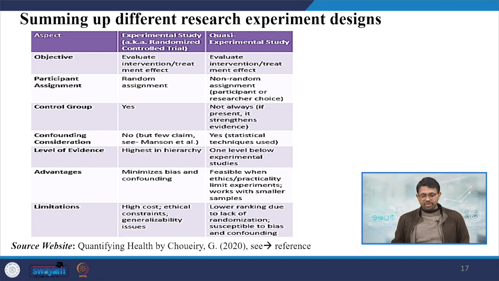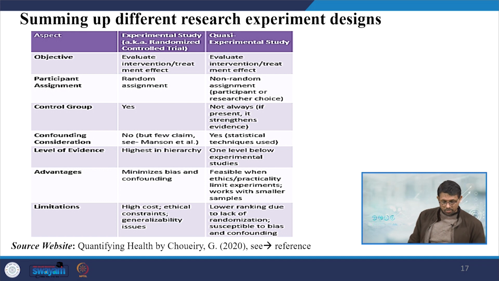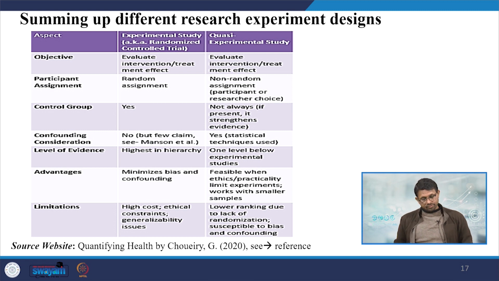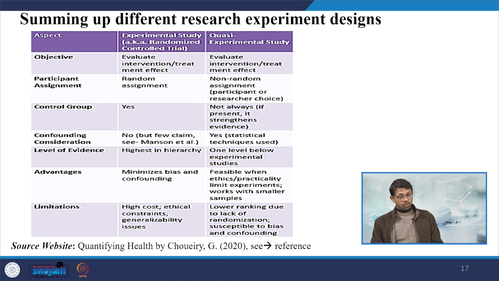Here is a summary of different research experiment designs, with their objectives, participant assignment, control group, confounding considerations, level of evidence, advantages and limitations. The first column is the experimental study using randomized control, and the second column is the quasi-experimental study. You can see the control group is strongly defined in experimental design, whereas in quasi-experimental designs it is not always required.